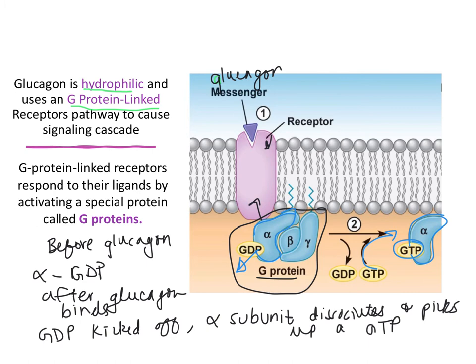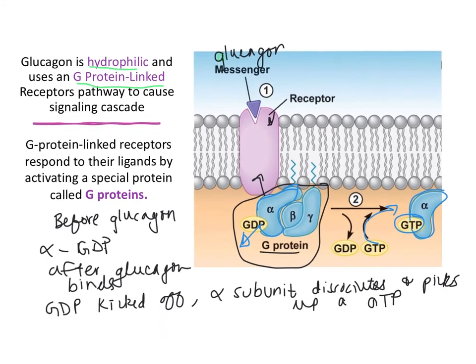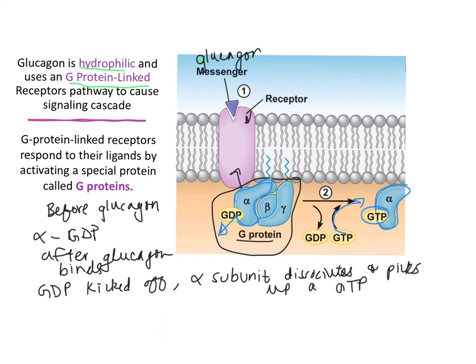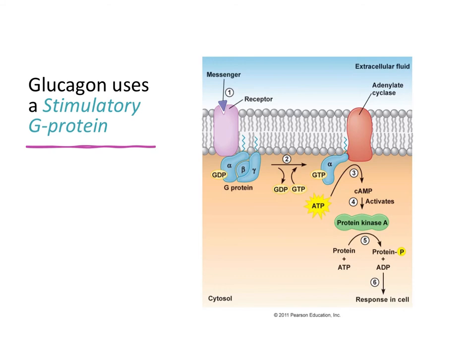Once the alpha subunit has dissociated from the receptor, it's going to go find its next target. It's going to go bind to an amplifier protein. Okay, so here's more of the pathway. So the alpha subunit has the GTP attached to it because glucagon has bound.